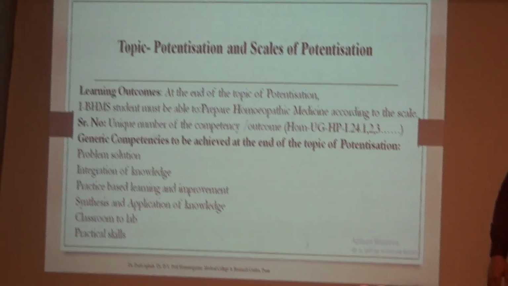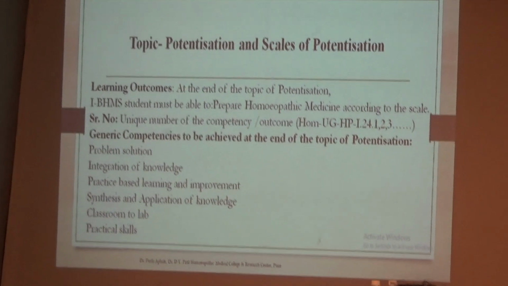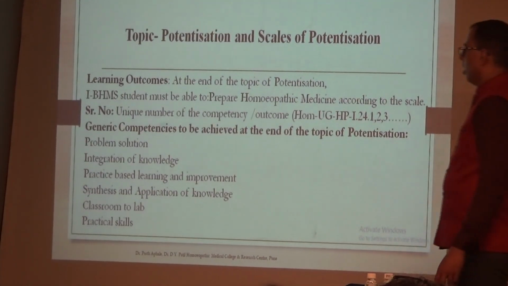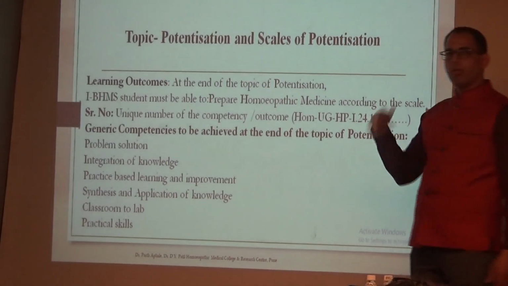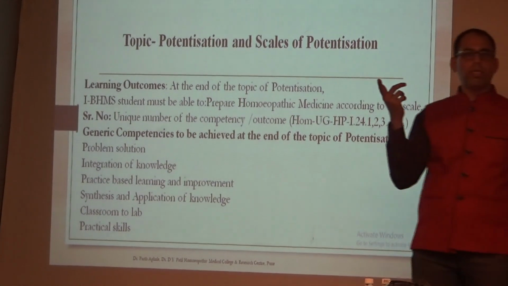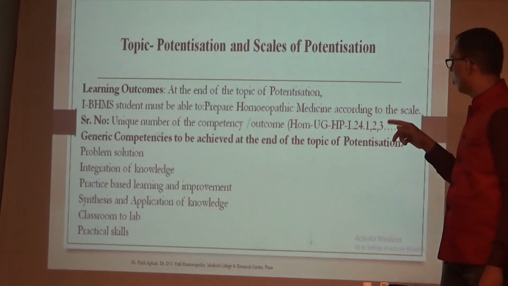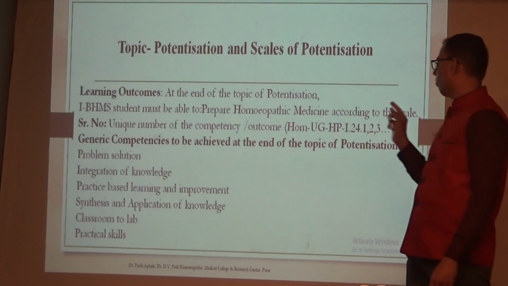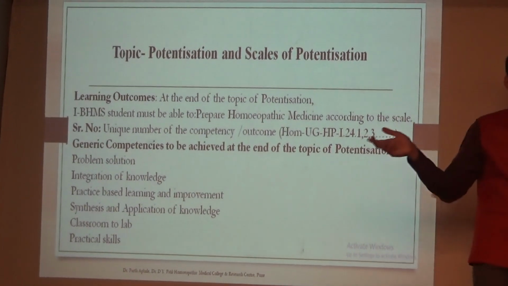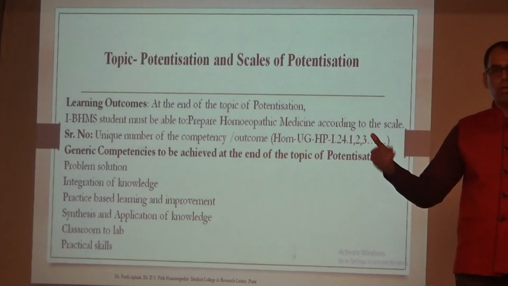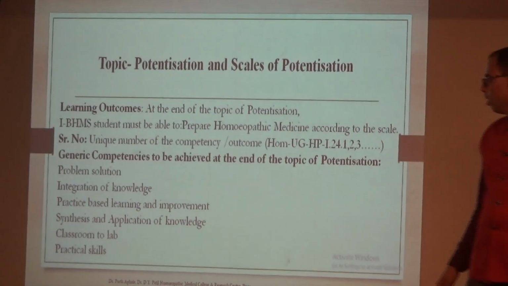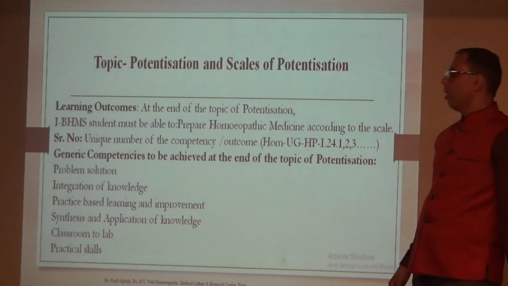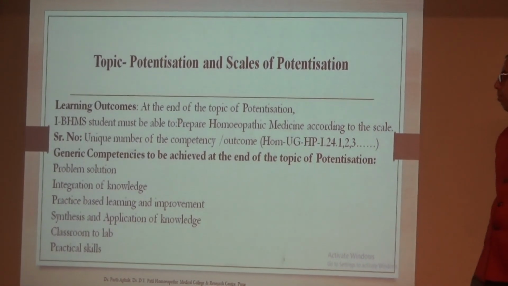So that is our outcome, that he must be able to prepare the homeopathic medicine as per the scale. The 24th topic in the syllabus is potentization, so it becomes HomUGHP first 24, and then SLOs 1, 2, 3 and 4. Then the generic competencies at the end of the topic of potentization: problem solution.